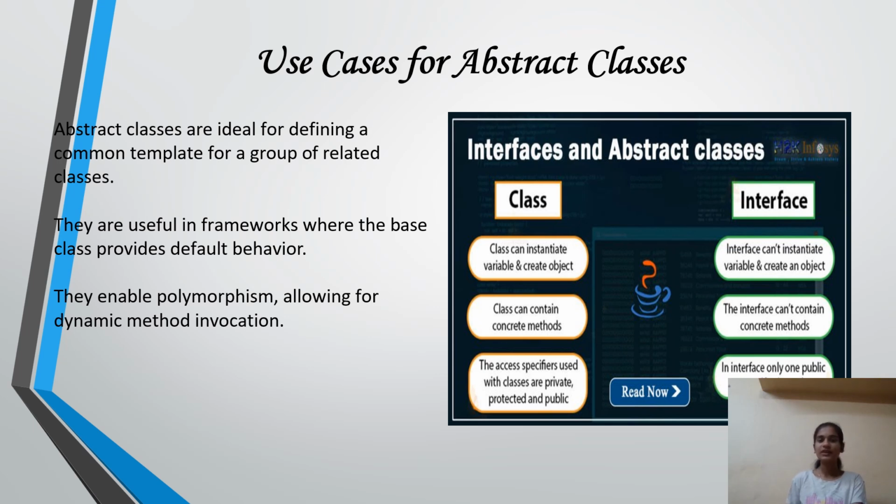Use cases of abstract classes. Abstract classes are ideal for defining a common template for a group of related classes. They are useful in frameworks where the base classes provide a default behavior. They enable polymorphism, allowing for dynamic method invocation.